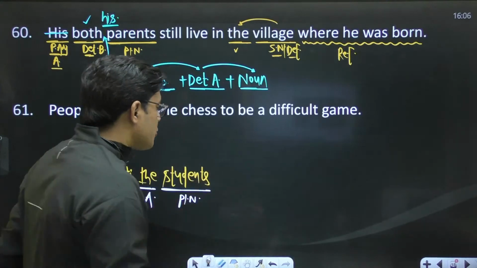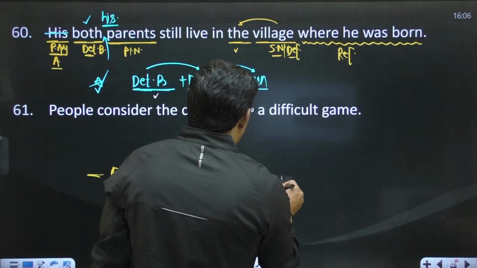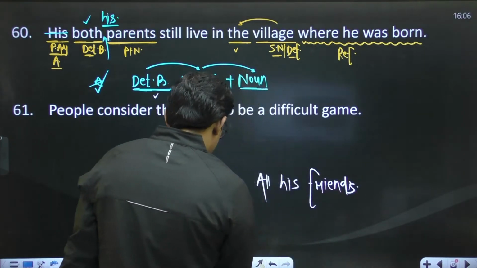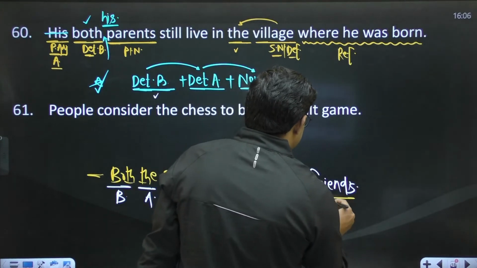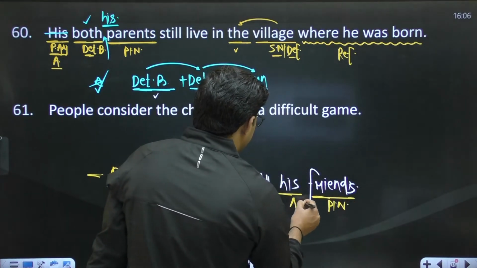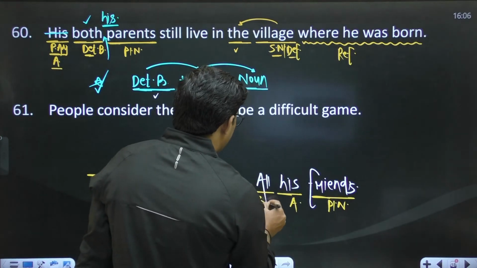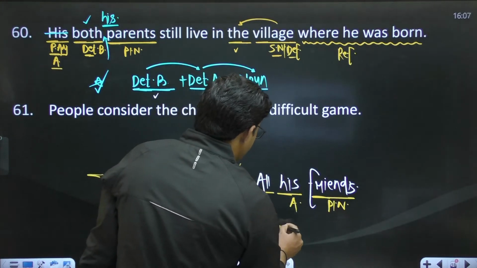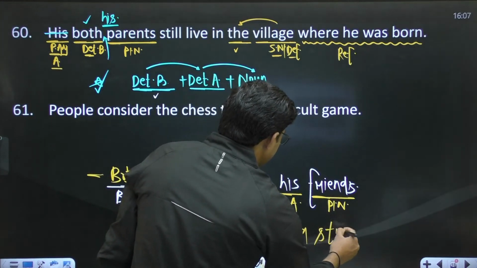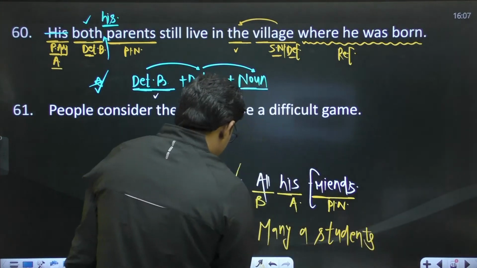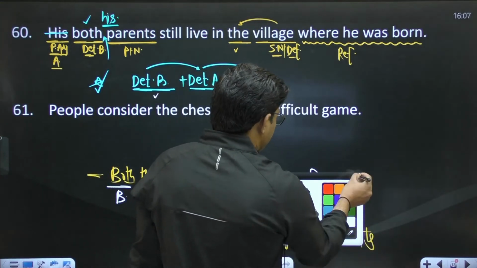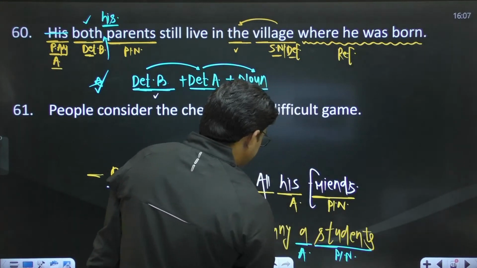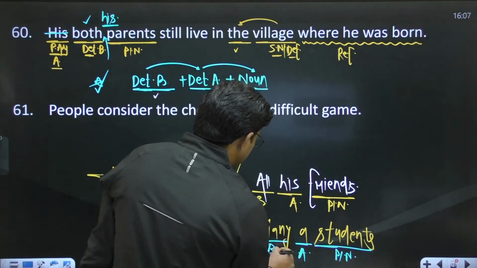There are so many examples, like all his friends. If you speak like this, all his friends, here friends is a plural noun, his is a determiner of group A, and the word all is a determiner of group B. Or we speak like this: many a student. In this sentence also, student is the noun, the article a is a group A determiner, and many is a group B determiner.